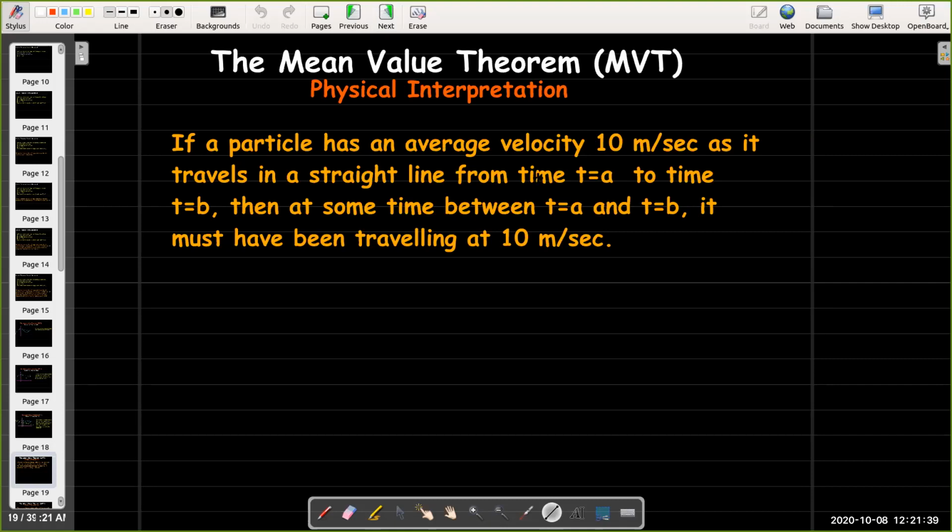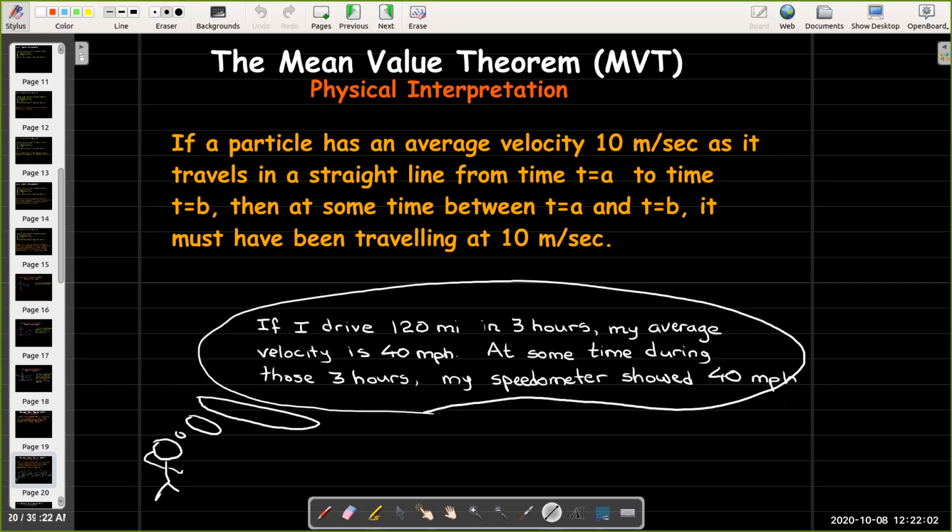The physical interpretation, again, has to do with velocity. So again, if we have a particle moving in a straight line, and it has an average velocity of 10 meters per second between 2 values of time, then at some time between those 2 values, it must have been traveling at exactly 10 meters per second. Think about this. If you drive 120 miles in 3 hours, that means your average velocity is 40 miles per hour. It makes sense that at least once during that time, if you look down at your speedometer, it would be showing 40 miles per hour.